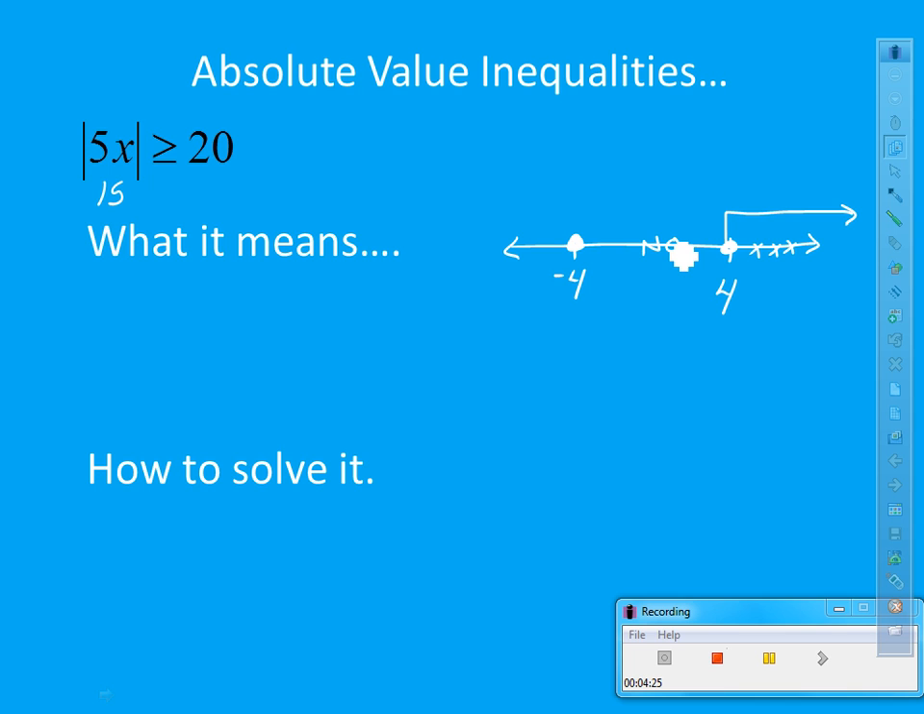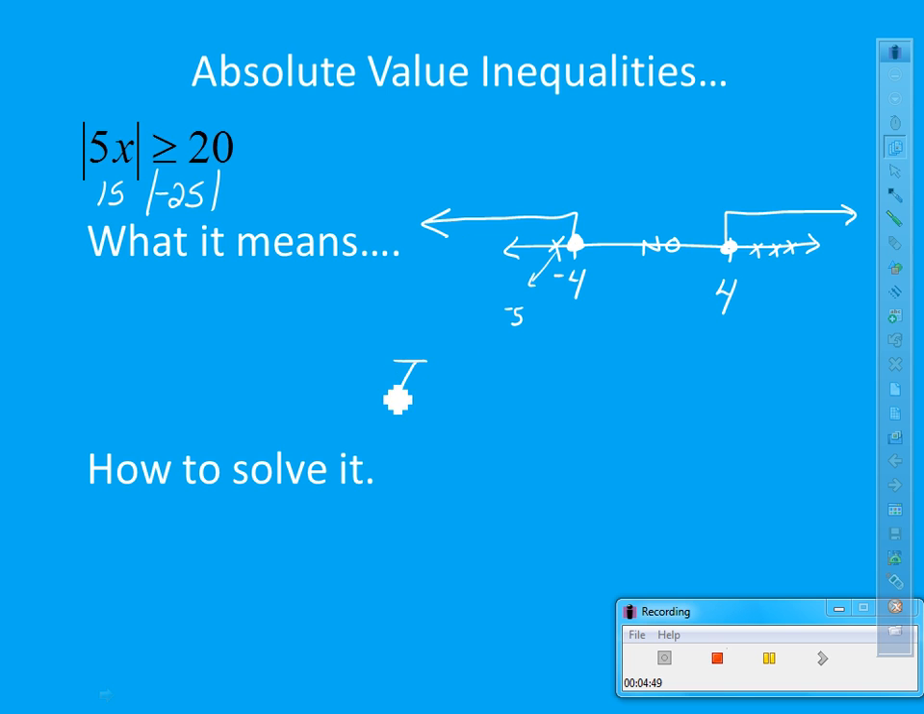You could try a few if you wanted. I'm going to look at numbers out here, like negative 5. I'm going to see if I can use negative 5. 5 times negative 5 is negative 25. But the absolute value of negative 25 is positive 25, which is greater than 20. So there's my solution set.